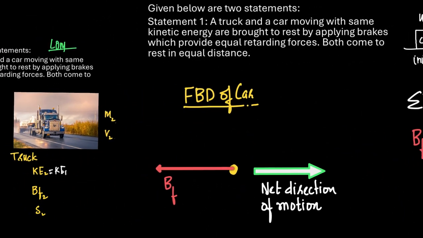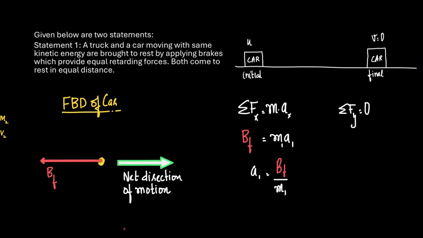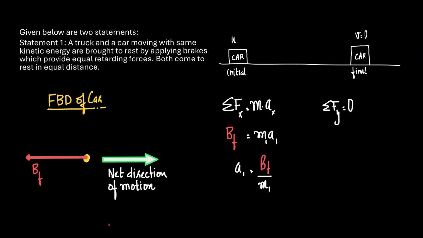If I were to go with the free body diagram of the car, I can say that the only force acting here is the braking force, and the net direction of motion is towards the right, right? Okay. Now, if we combine the free body diagram and apply second law of motion, we know that since this car is moving only in the horizontal direction, there is no motion in the vertical direction. Therefore, sigma Fy will be equal to 0. And sigma Fx will be equal to m into Ax.